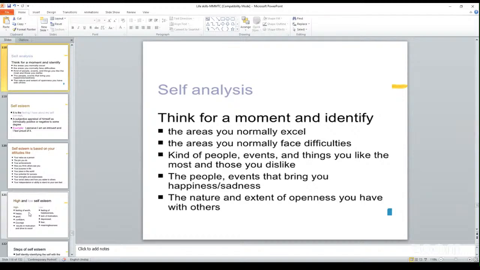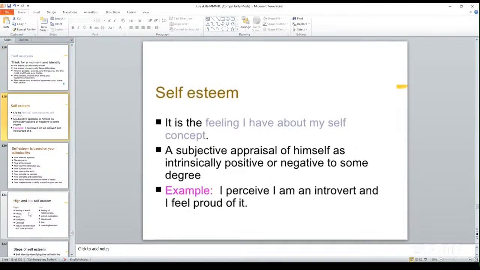Some say he or she is very bold. That means you are quite open. Some say no, very introverted. That means you are not much open. So think of your own self-analysis. And the more self-analysis you have, it ends up in the kind of self-esteem you have.